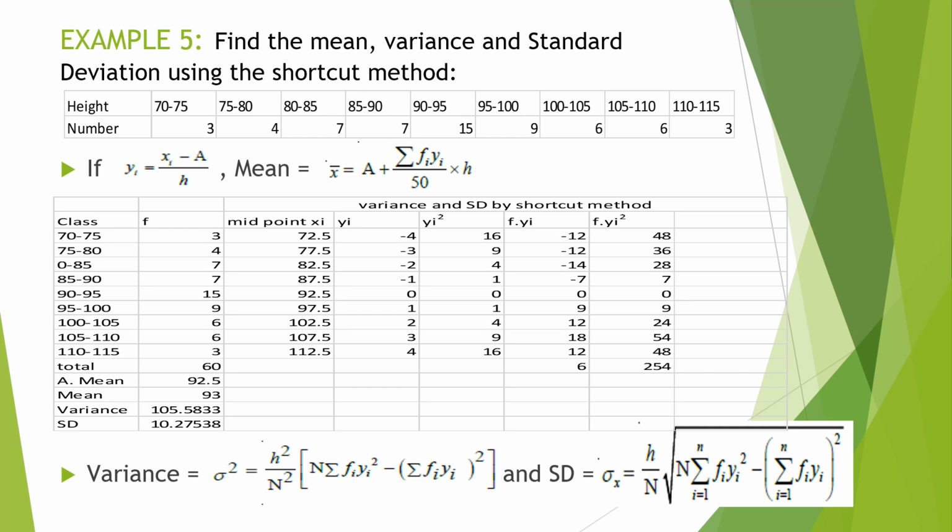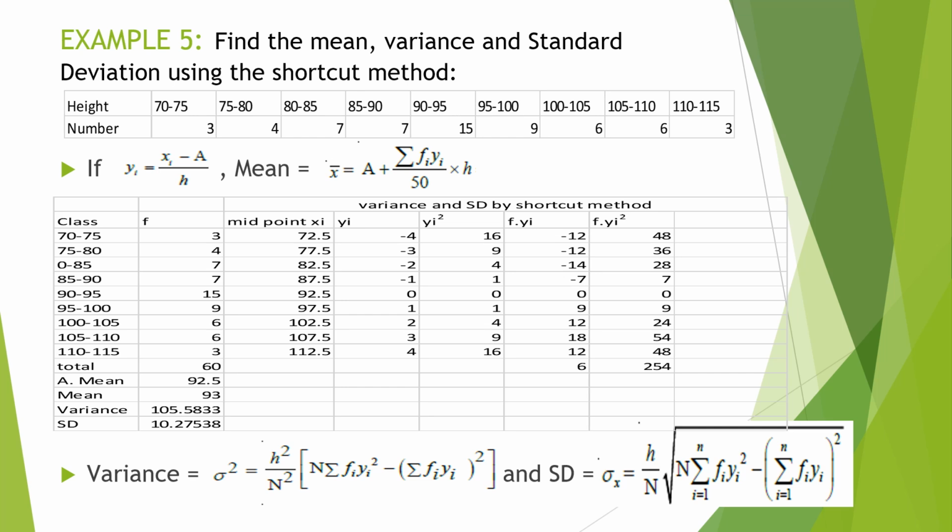Now first of all, mean. The formula for mean is a plus sigma fi yi upon n into h. Here n is 60. So it is the assumed mean, which is 92.5, plus sigma fi yi, that is 6 upon 60 into 5. So putting those values, you will get the mean as 93. So the first thing we found is the mean is 93.